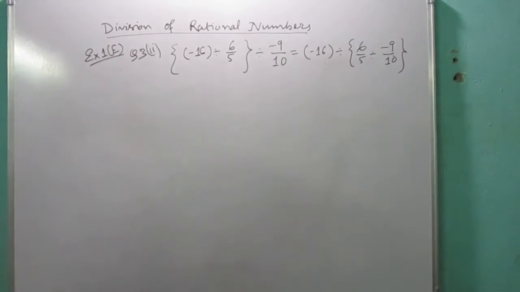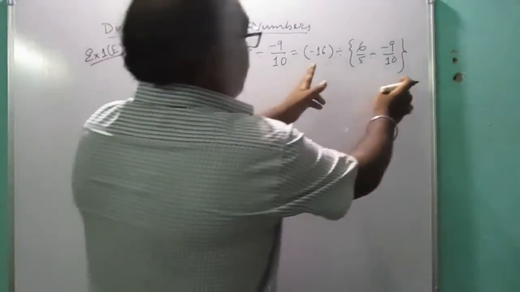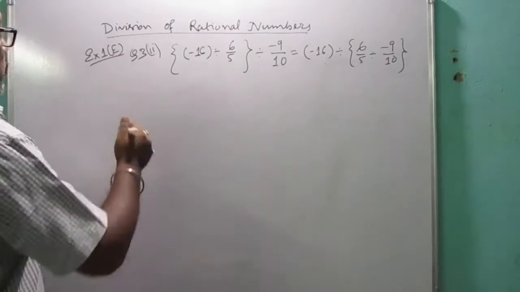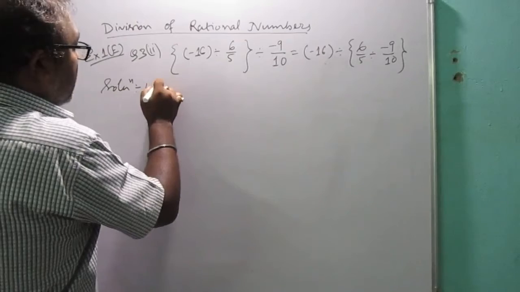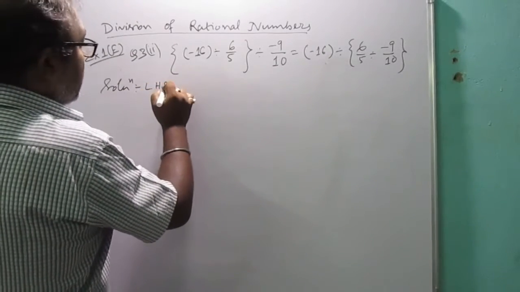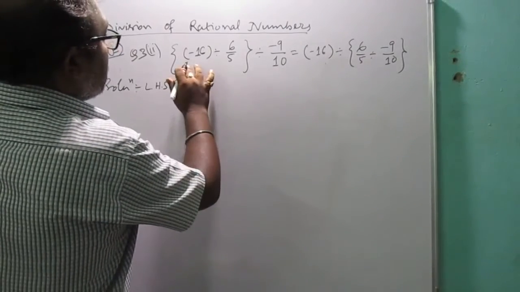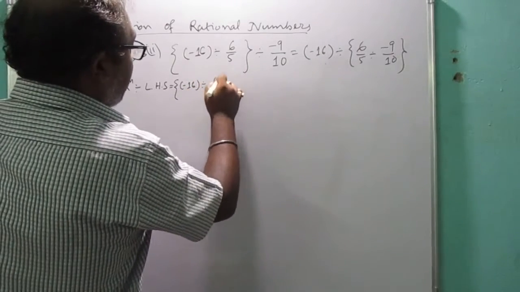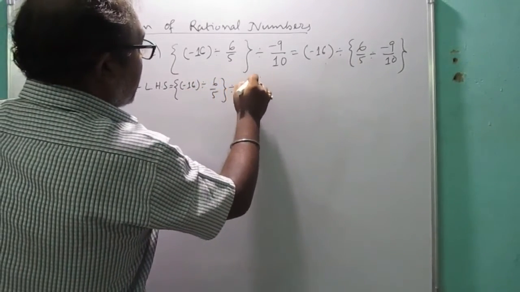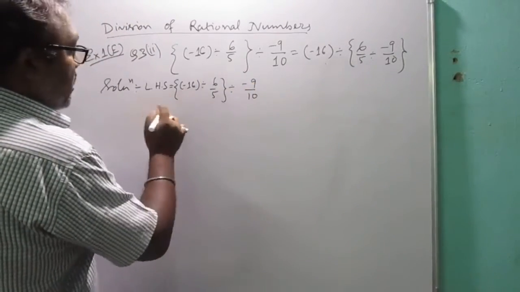Here also it is asked to verify whether the given statement is true or false. That means whether this left hand side is equal to right hand side or not. That we have to find out. So how do we do the solution? Solution, left hand side is equal to minus 16 divided by 6 by 5 divided by minus 9 by 10.